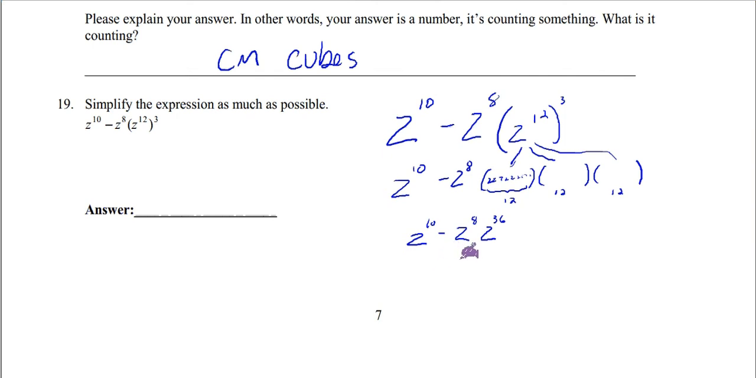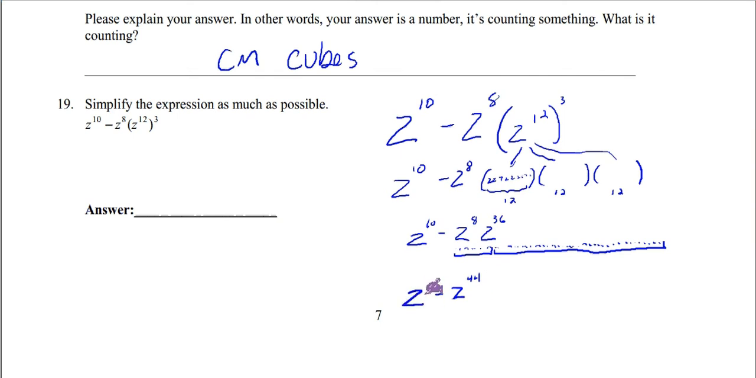Okay, now we have 8 Z's multiplied by 36 Z's. We have 1, 2, 3, 4, 5, 6, 7, 8. I mean, I'm just going to have to write 36 Z's, all next to each other. Just guessing at how many 36 looks like. From here to here, we have 8 Z's. And from here to here, we have 36 Z's. So all together, we have 44. Z to the 44. That's how many Z's there are being multiplied together. And that's what exponents are for, showing how many things are being multiplied together.